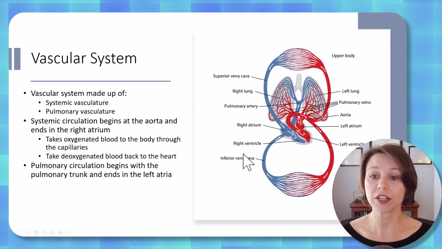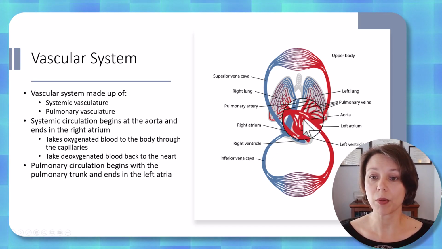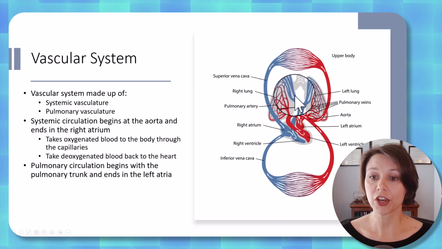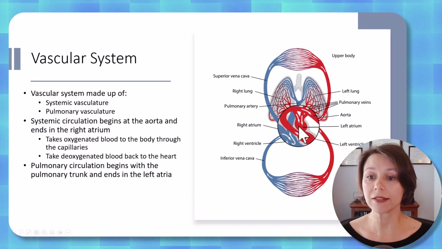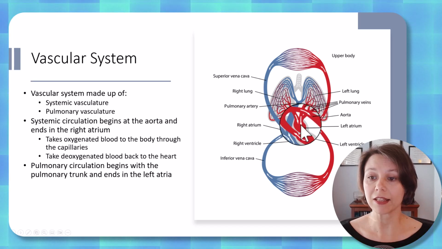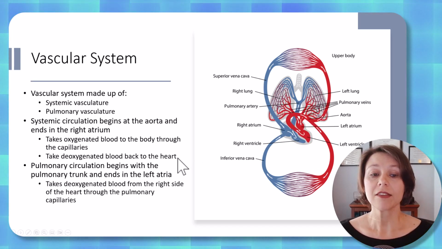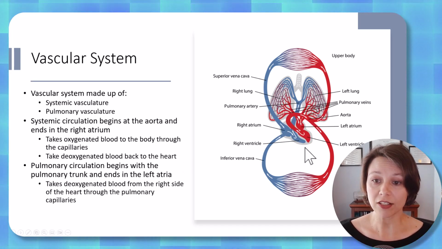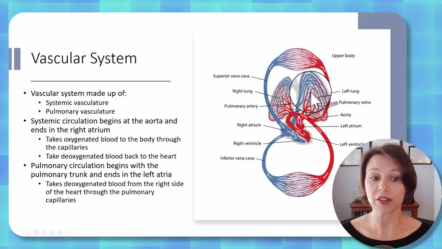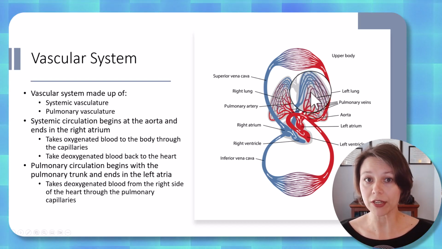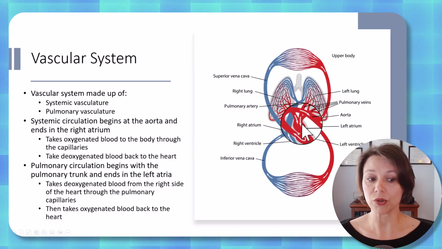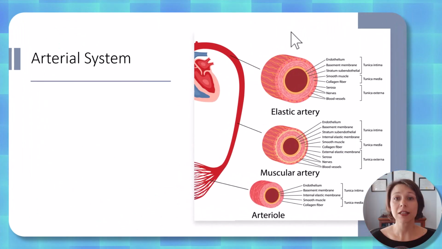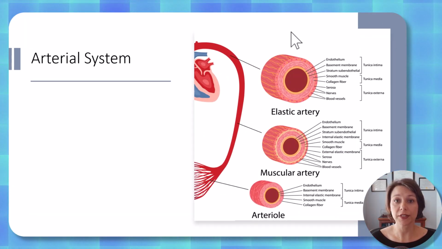Where does the pulmonary circulation start and end? The pulmonary circulation begins in the pulmonary trunk. That's going to go to the left and the right lung, and it's going to end back in the left atrium. Remember that we're taking deoxygenated blood to the pulmonary capillaries, and then we're taking oxygenated blood back to the heart.